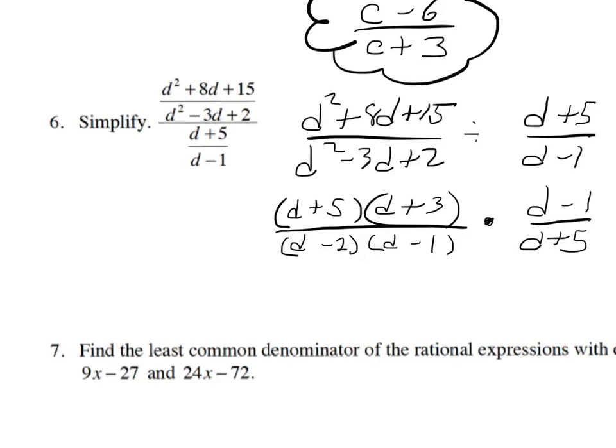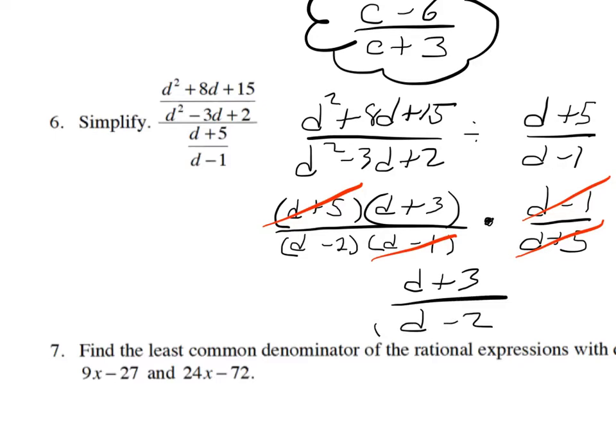Now, can I divide anything off? Well, let's see if we can. Let me change to my favorite red color, because this is the funnest part of the problem. This divides out with this. What else can I knock out? Well, how about the d plus 5 and the d plus 5? And I'm left with what? All that's left on top is d plus 3 and d minus 2. And there's our answer.